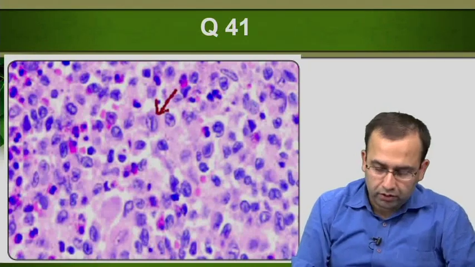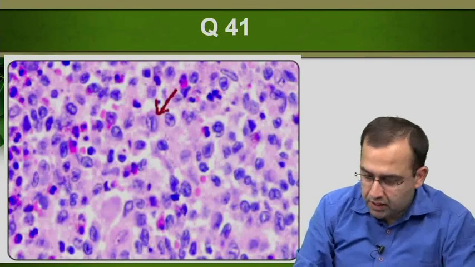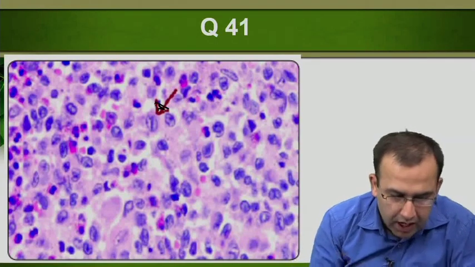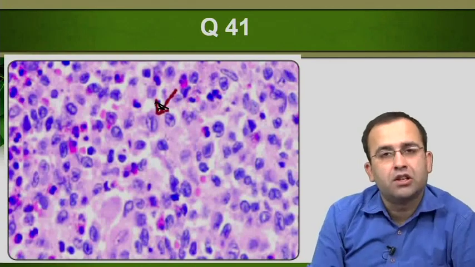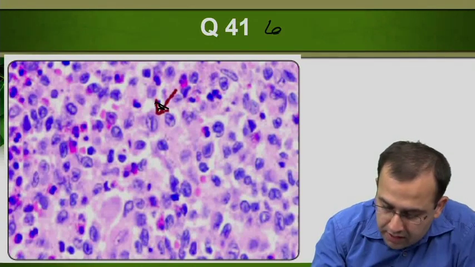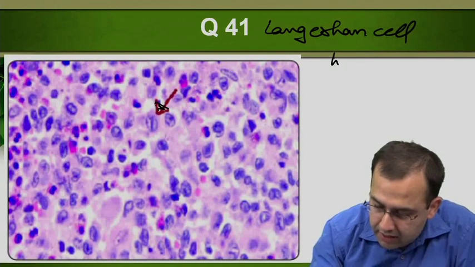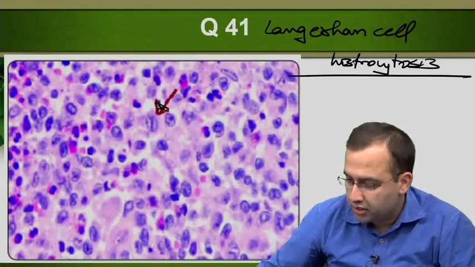Next, an important slide which even came in this paper. Diagnosis. In the exam, the majority of the students confuse this with plasma cells. Nahi bache. What you have here, I have even marked it with an arrow. No, this is not a hairy cell. This is a slide of Langerhans cell histiocytosis. Question 41.